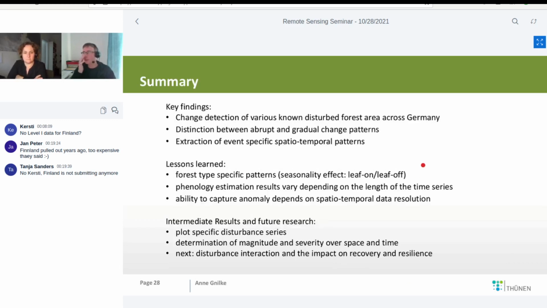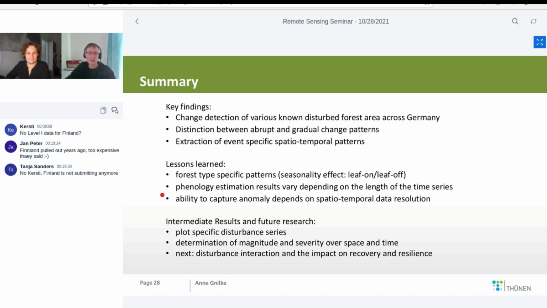So the main findings from this first study were that we have been able to apply change detection on various known disturbed areas across Germany. So we also could distinguish between abrupt and gradual change patterns, and we extracted specific spatiotemporal patterns of different kinds of disturbances in the end. No matter what, we also had lessons learned.